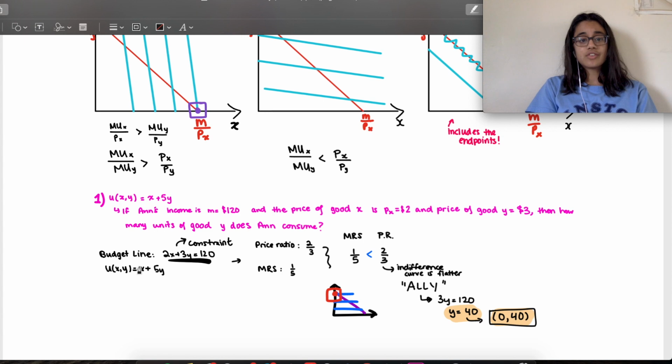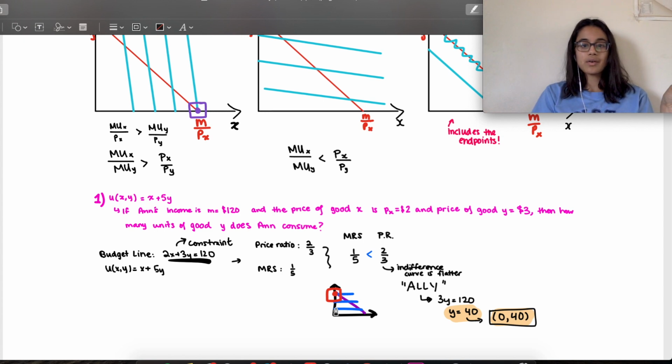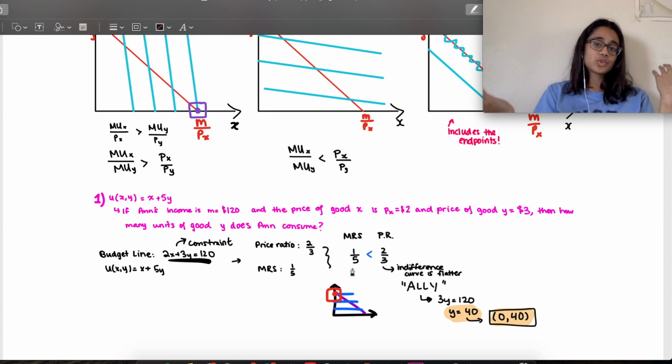So the coefficient in front of X here is just 1. The coefficient in front of Y here is just 5. Great. So I know that my MRS is 1 over 5. Same thing here. The budget constraint, the coefficient is 2, the coefficient is 3. 2 over 3. Great. Now all we're doing is just comparing price ratio versus MRS. This is like 20% for me, 63%, whatever. 1/5 is less than 2/3.